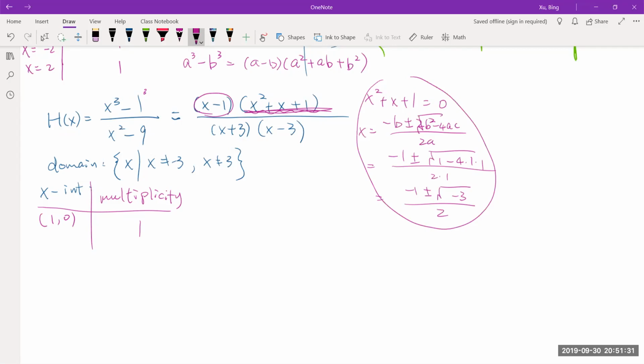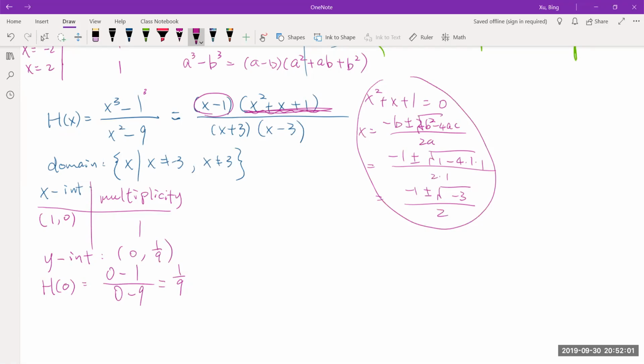All right, so now y-intercept. To find the y-intercept, we want to make x equal to 0. So h of 0, plugging into the original one, gives 0 minus 1 over 0 minus 9. That's positive 1 over 9. So we have one y-intercept, (0, 1/9).